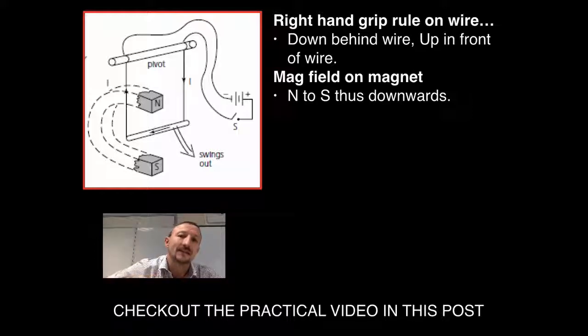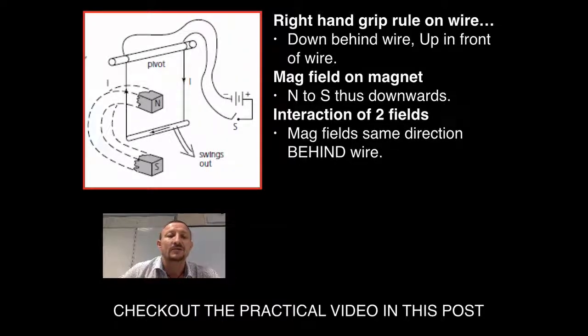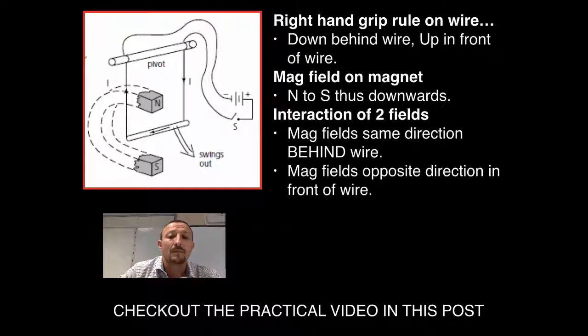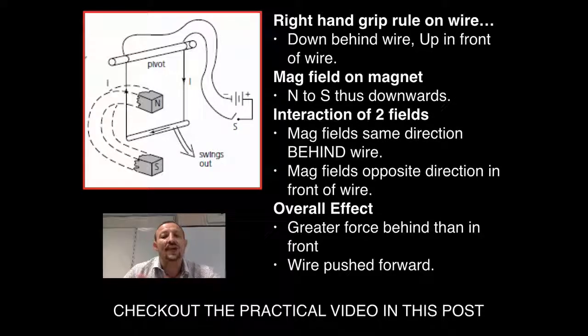So anything running in the same direction, they're going to combine. Anything running in opposite directions is going to cause destructive interference. So we need to look at the interaction between the two fields either side of the wire. Magnetic fields are in the same direction behind the wire, so they construct, but magnetic fields are in the opposite direction in front of the wire, so they destruct. So the overall effect is there's a greater force behind the wire than in front, so the result is the wire is pushed outwards. So check out the practical in this post to explore that.